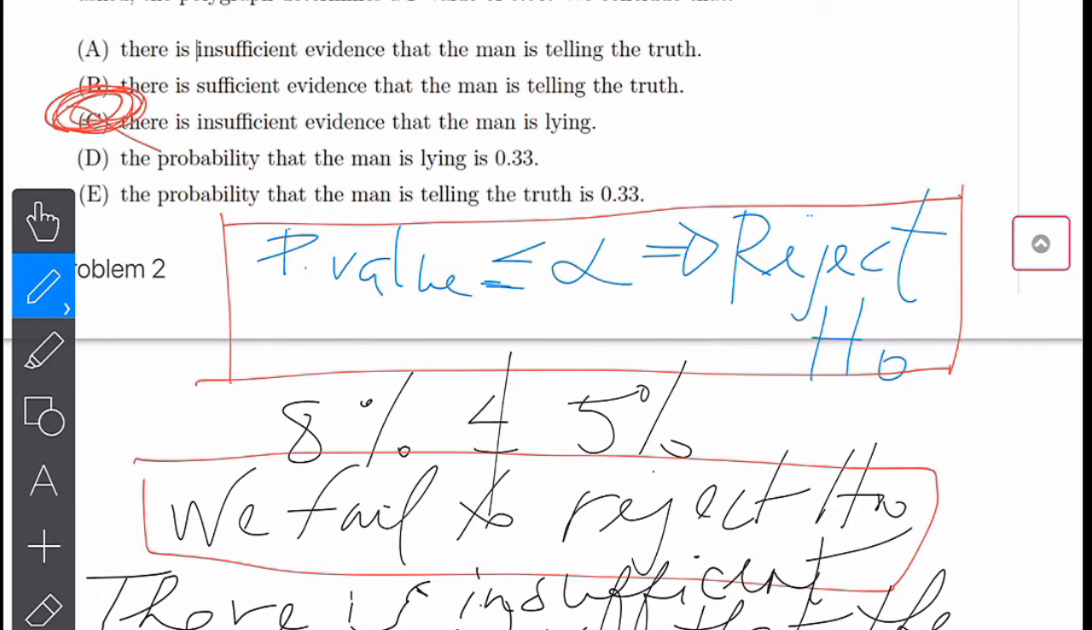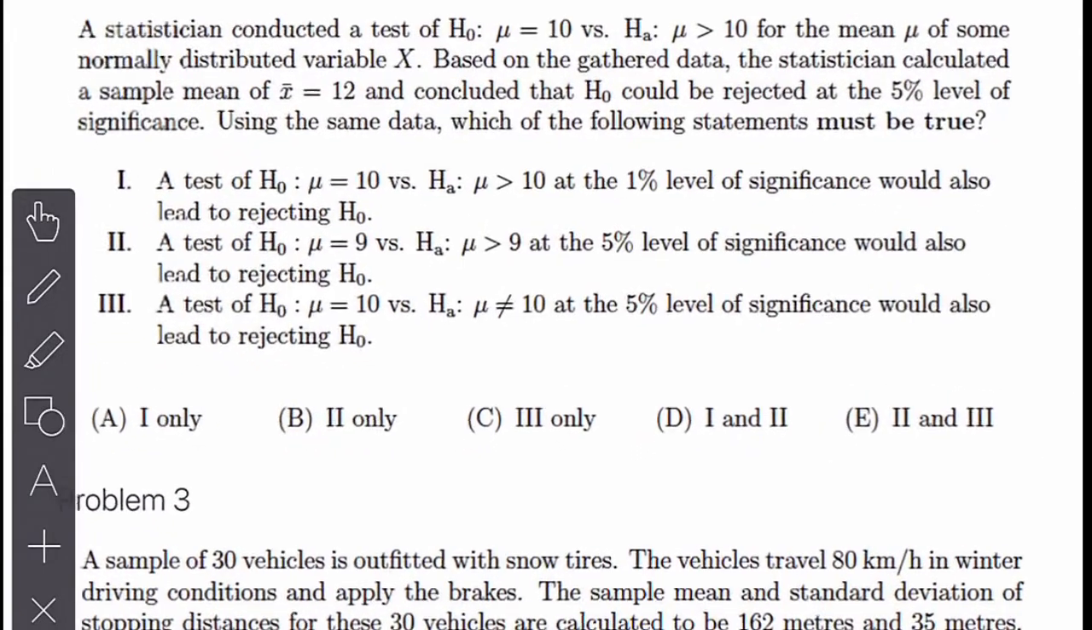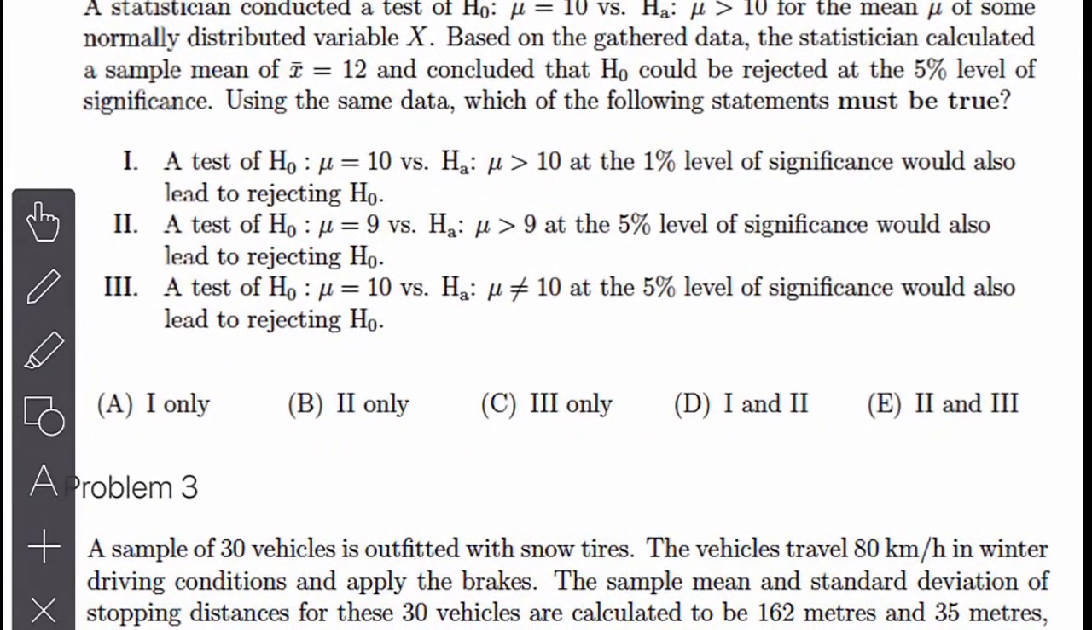So if I confused you, let me know. Let's do another one and see if I can make up for it. Okay, a statistician conducted a test of H0 with a mean, so this is a mean test, so I actually have the parameters in here, mu equals 10, and it's a right side test for the mean mu of some normal distribution, normally distributed variable x. Based on the gathered data, the statistician calculated a sample mean of 12 and concluded that H0 could be rejected at the 5% level of significance.